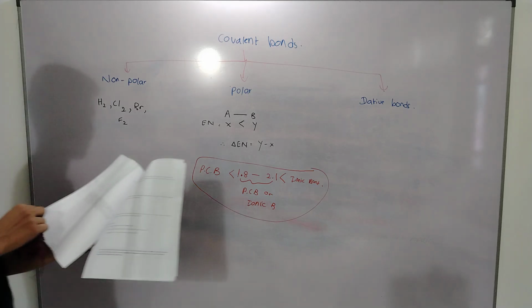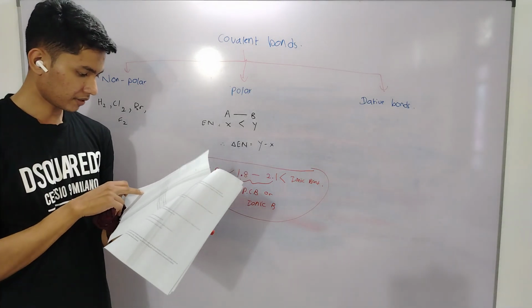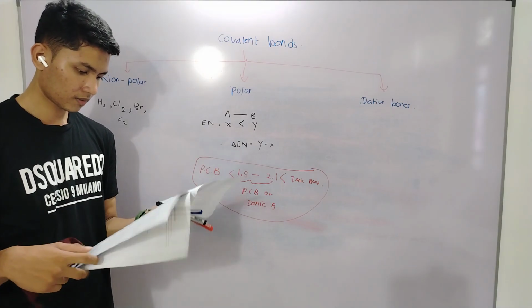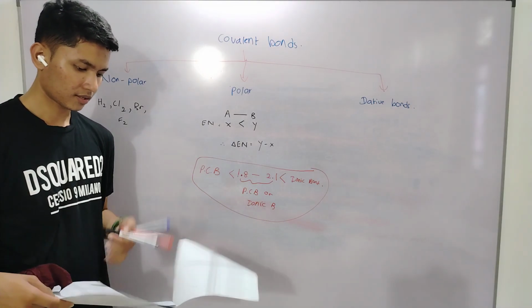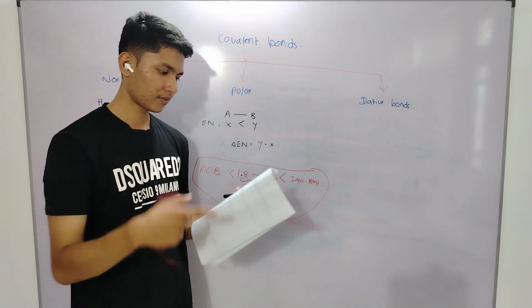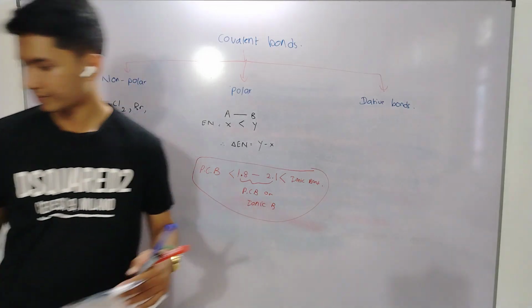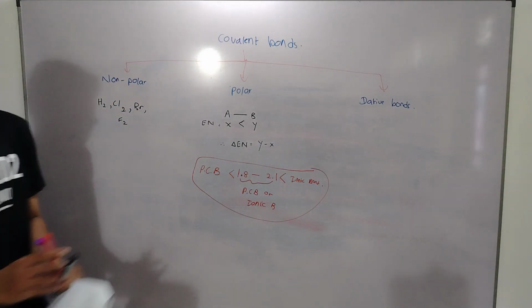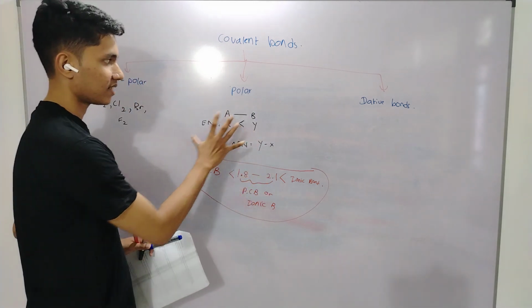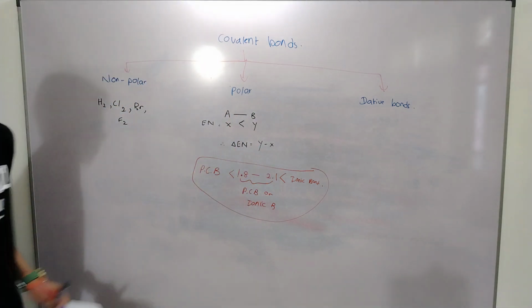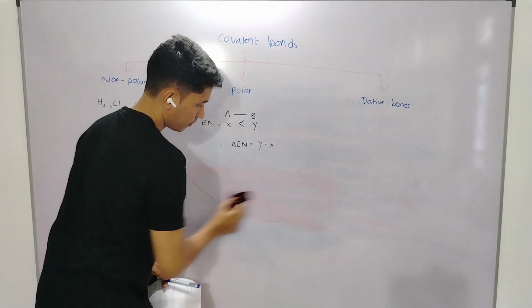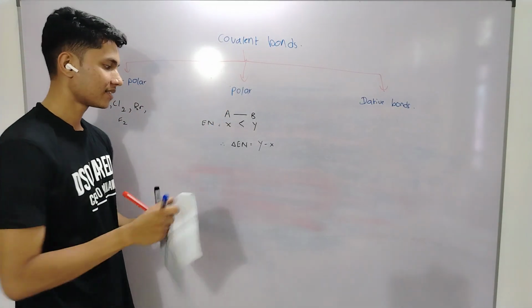I have given some examples. You can fill those spaces. You just have to do the structure. Okay, and the next point is polar covalent. Now we know what a polar covalent bond is. Now let's take an example, HF.